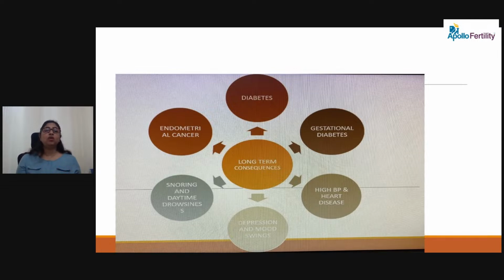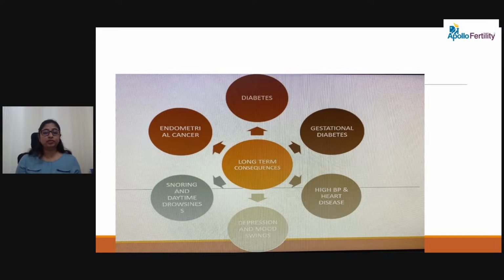So these all combined have a psychological impact on the woman, and psychological impact or stress also has a lot of impact on the fertility of any woman. The other impact is snoring and daytime drowsiness, and these are all because of the metabolic effects that are being produced because of the PCOS.